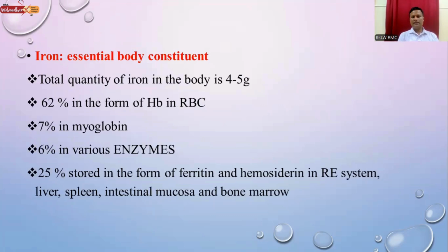Then, as we know, iron is an essential body constituent. Total quantity of iron in our body is approximately 4 to 5 grams, of which 62% is present in the form of hemoglobin in RBCs, 7% is present in myoglobin, 6% is present in various enzymes, while 25% is stored in the form of ferritin and hemosiderin in reticuloendothelial cells, liver, spleen, and bone marrow.